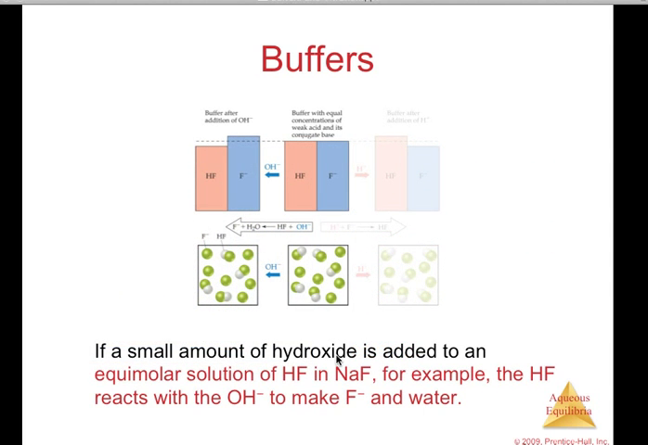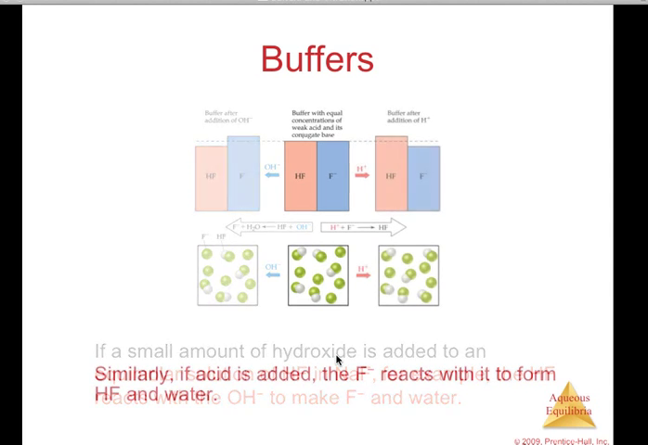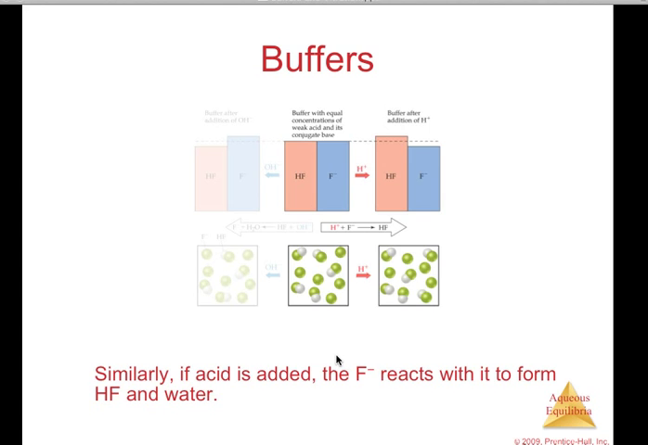So if we look at our HF buffer, if we add a small amount of hydroxide, it does react with the HF. It forms that fluoride ion and water. Okay, but the pH changes very little. Similarly, if we add an acid, the fluoride ion reacts with it to form HF and water, but it really doesn't shift the equilibrium to a large degree. And we'll talk about the buffer capacity in just a little bit.